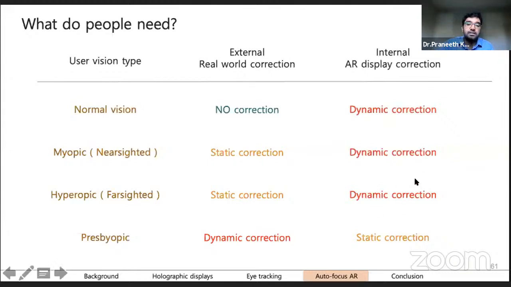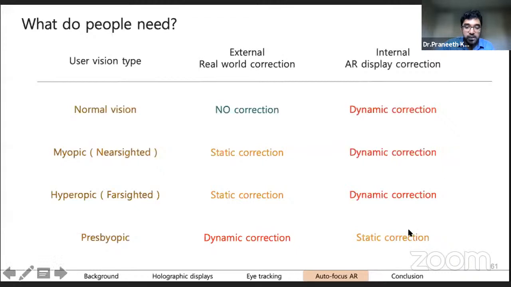And they need dynamic correction for the AR display because the display needs to be able to show images across the entire visible depth range. Whereas a presbyopic user needs dynamic correction for real world viewing because the older population currently has to use reading glasses or far distance focus glasses. So for these users, we need glasses that can help them look at the real world continuously with the full field of view and having good focus.